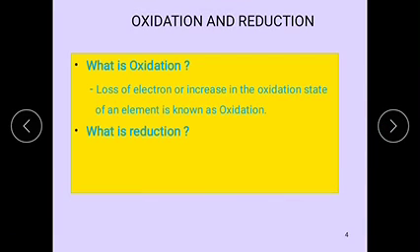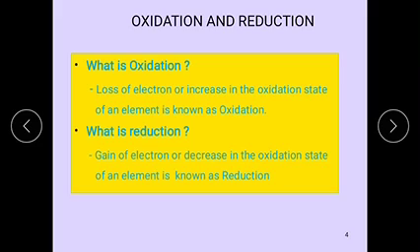Next, let us see what reduction is. It is completely opposite to the oxidation process. The process of gaining electrons or decreasing the oxidation number of an element, or the process of removal of oxygen, or the process of addition of hydrogen is known as reduction.